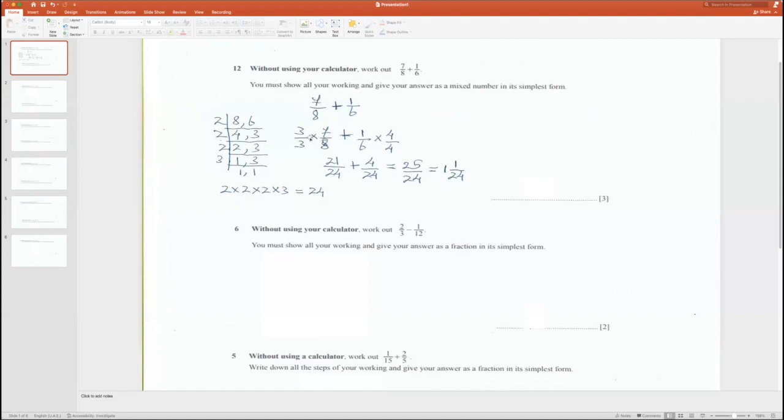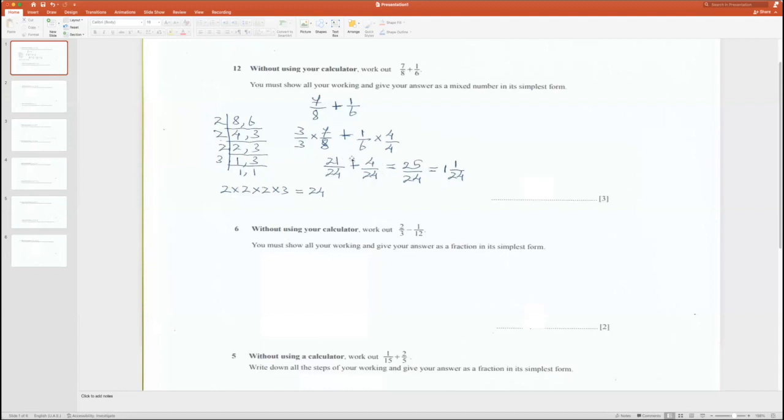7 over 8, we have to multiply by 3 to get the 24. Then 1 over 6, we have to multiply by 4 to get the 24. We can multiply numerators and denominators. 3 into 7, 21. 3 into 8, 24. Plus 4 into 1, 4. 6 into 4, 24. Now the fractions both have a common denominator.